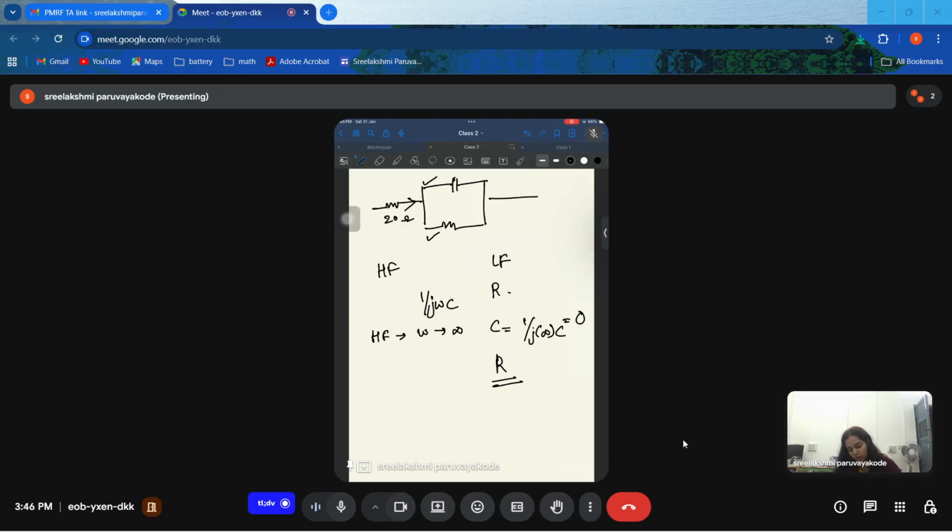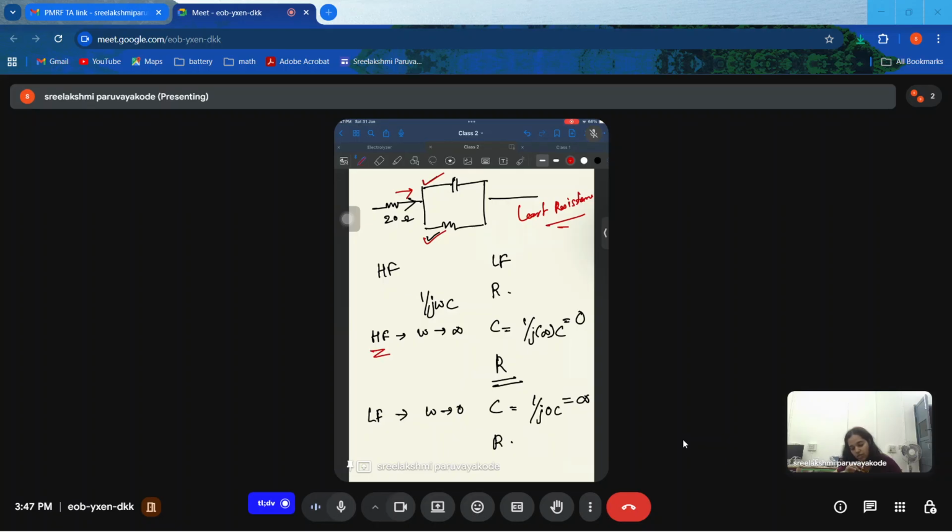Now what happens at the low frequency regime? Low frequency, omega tends to 0. The capacitor value is 1 by j into 0 into c, equal to infinity, and R will still remain. R value doesn't change with frequency. Now, you have current passing through this way. It can go either this way or this way. Whichever way it goes, it will always try to take the path where the resistance, or impedance, is the least.